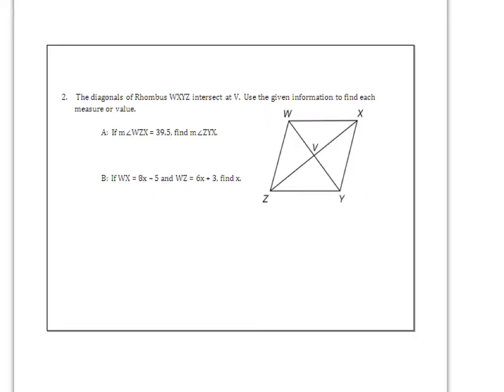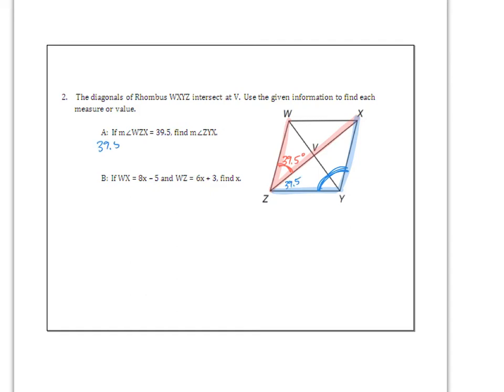Number 2, the diagonals of rhombus WXYZ intersect at V. Use the given information to find each measure or value. If the measure of angle WZX, let's find that, WZX, so we're talking about this angle right in here, is 39.5 degrees, find the measure of angle ZYX. Let's trace that, ZYX. So they want us to find this blue angle. Well, remember, if this is a rhombus, this little corner down here will also be 39.5.